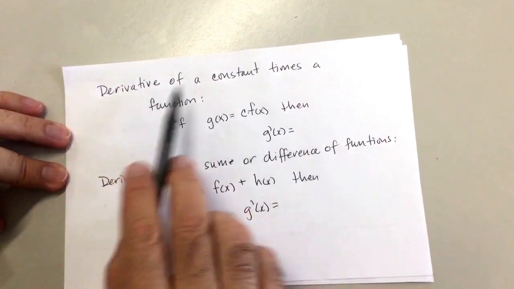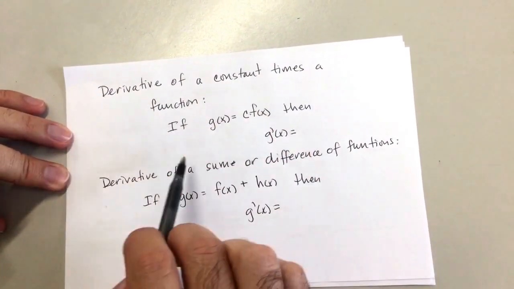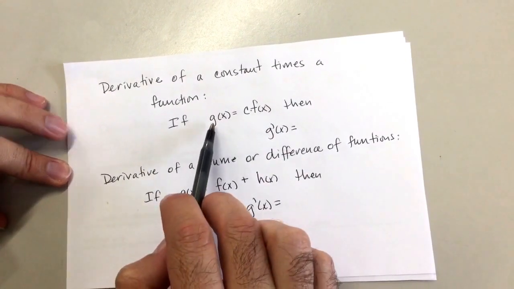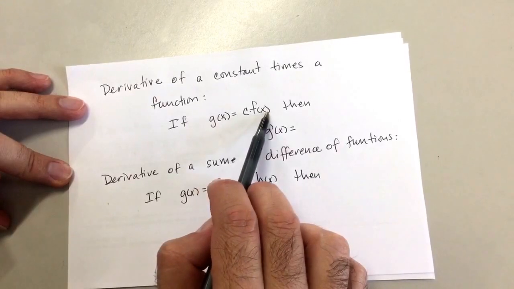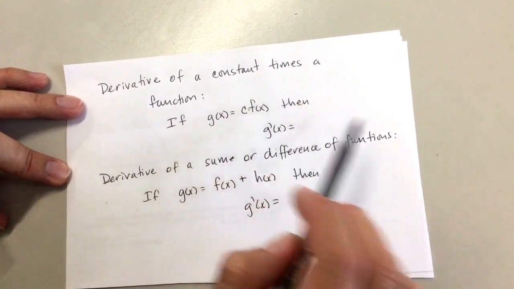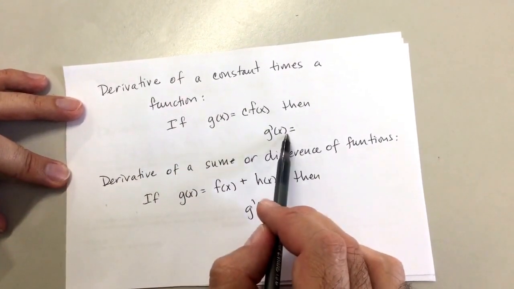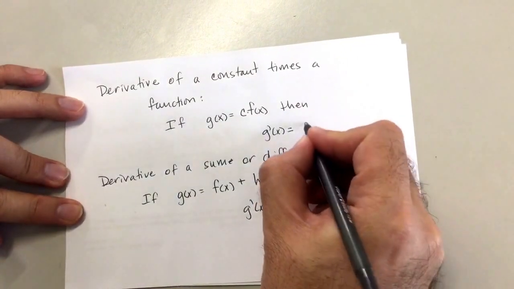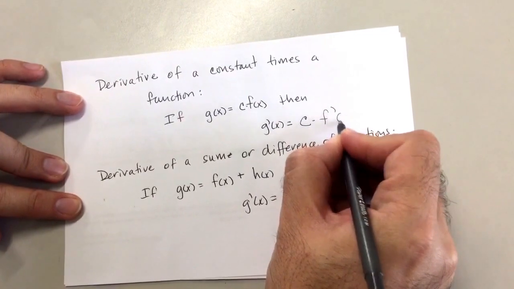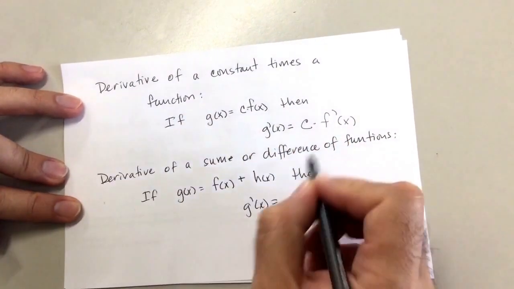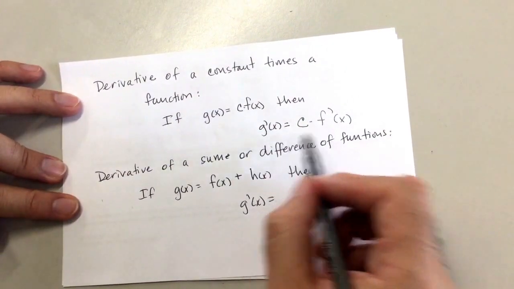Then we have the derivative of a constant times a function. If g of x is some constant number times a function f of x, then g prime of x is that same constant times the derivative of f. We'll see examples of this in a bit.